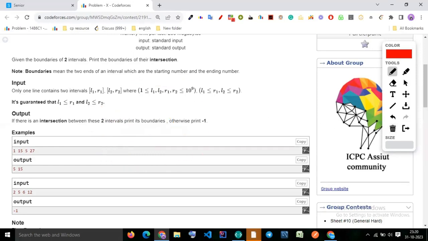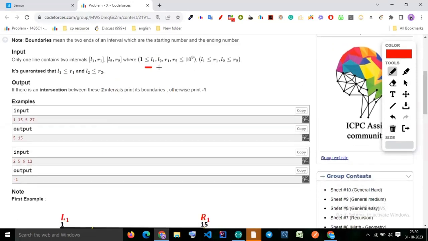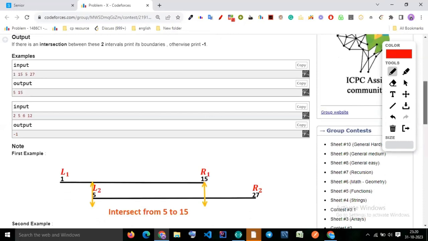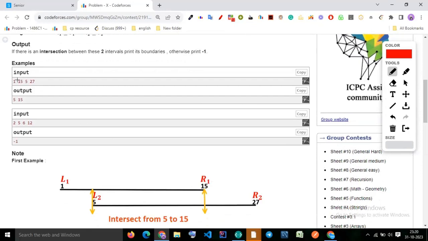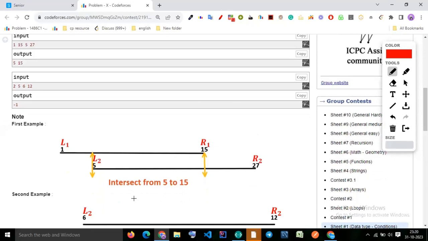Because here they did not mention the relation between L1 and L2. So let's try to understand the sample test case. The first sample test case is 1 15. See that L1 R1 is 1 15, and L2 R2 is 5 27. Can you tell me what is the intersection point in this question? What is the intersection point? L1 R1 is 1 15, L2 R2 is 5 27.